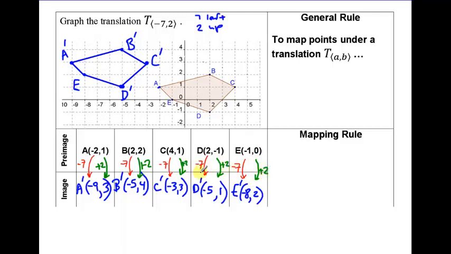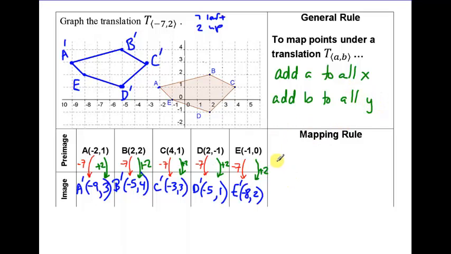So there's a definite pattern here, and it goes right back to this vector. So it looks to me like the vector is being added to all the coordinates of these pre-image points. And that's how we'd write it as a general rule. We're taking our A value and adding it to all the x's, and we're taking our B value and adding it to all the y's.